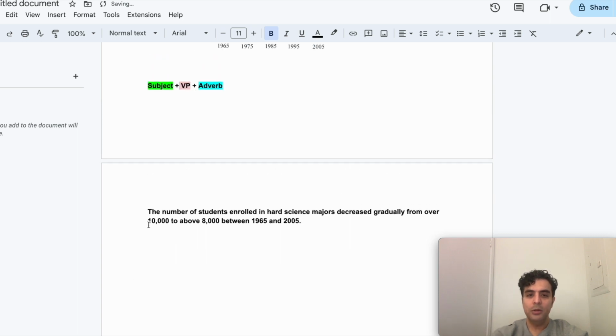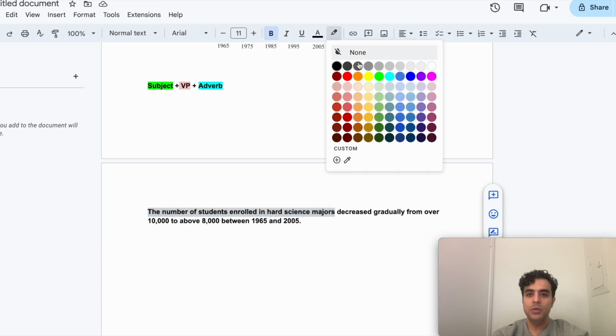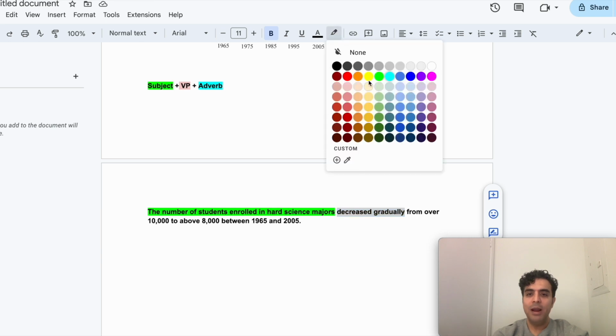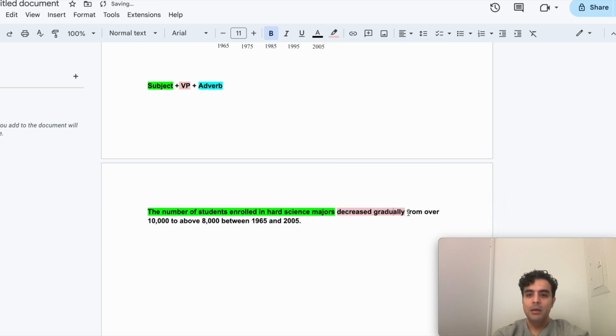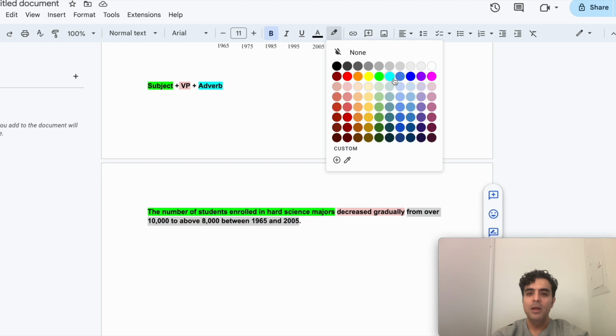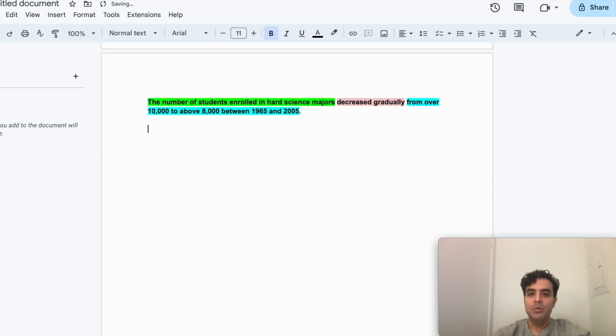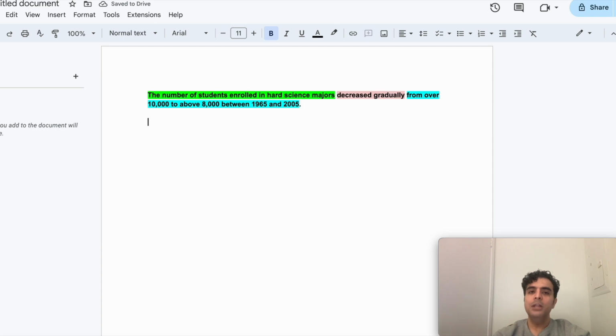So let's use the color coding. The number of students enrolled in hard science majors will serve as my subject. Decreased gradually is my verb phrase. And from over 10,000 to above 8,000 between 1965 and 2005, these are all my adverbs, right? Okay, what if I want to use the other structure and I want to create some variety?